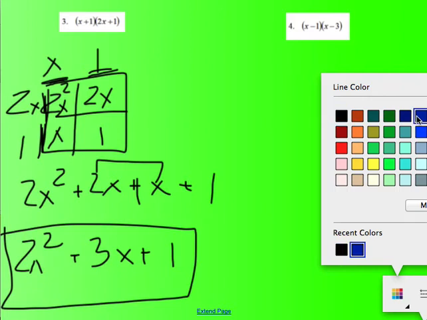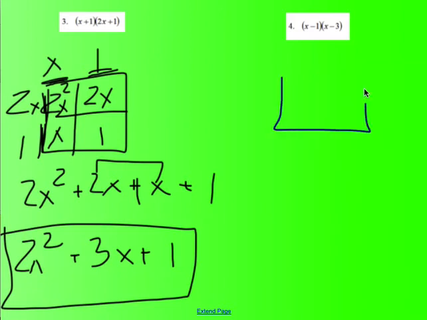Now let's take a look at number 5. So I'm going to go ahead and set up my box. Now whenever you have minus signs, when you write it above the box, make sure you take the minus sign with it. So notice when I wrote the x minus 1, I basically wrote it as -1. And when I wrote the x minus 3, I basically wrote it as -3.